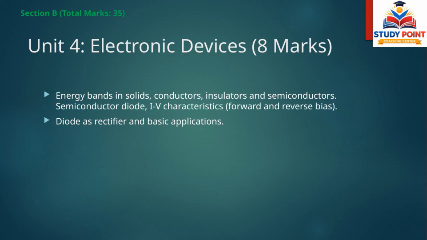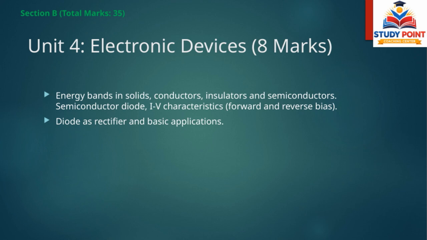Next, we'll look at the semiconductor diode, a crucial electronic device. Its IV characteristics reveal how it behaves under forward and reverse bias. In forward bias, the diode allows current to flow easily once the threshold voltage is reached. Conversely, in reverse bias, the current is minimal until breakdown occurs. This behavior is key to many electronic functions.